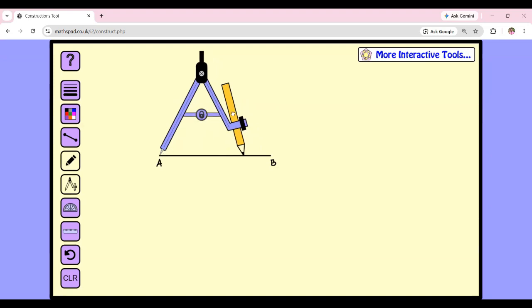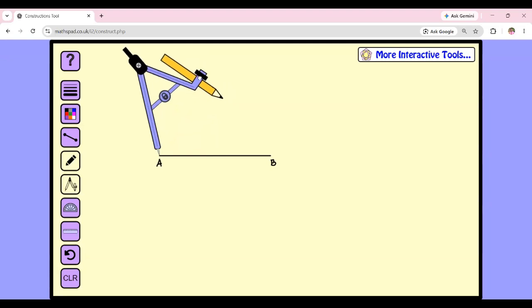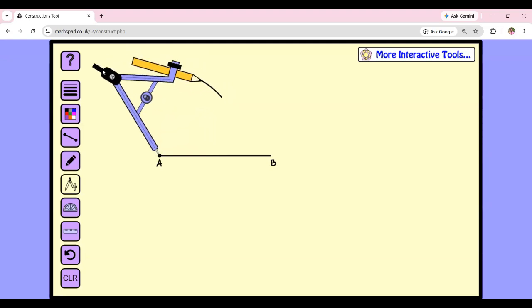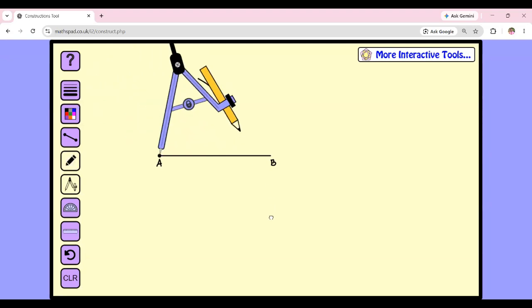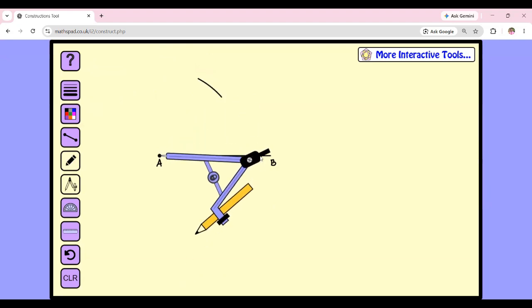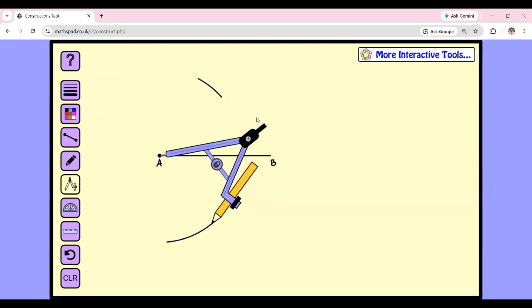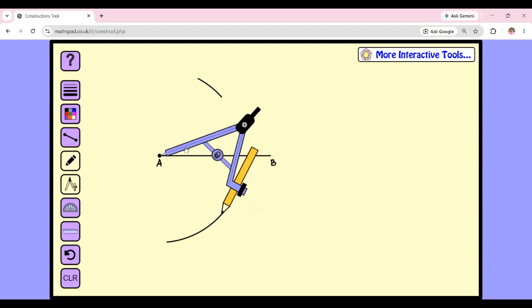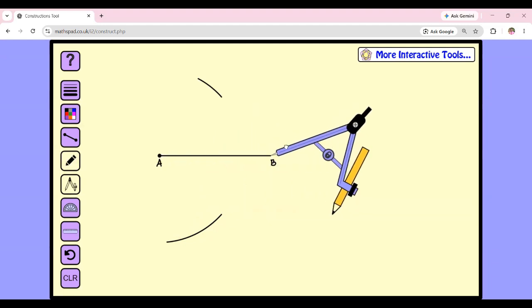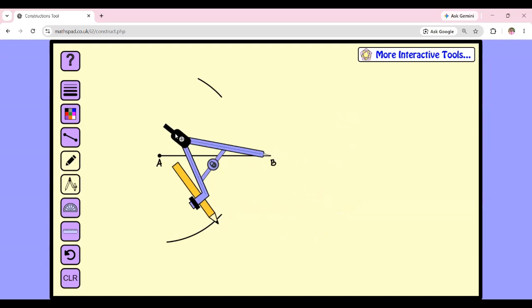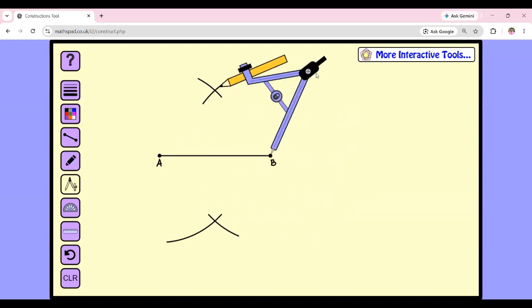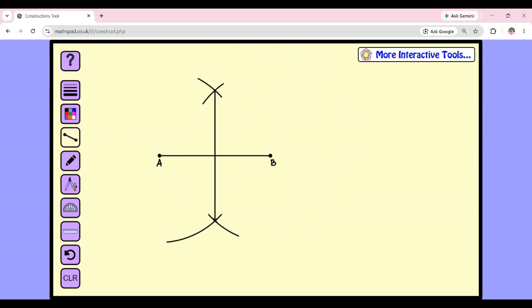Draw an arc up and down. With the same measurement, keep the pointer in B and draw an arc up and down. Where the 2 arcs are intersecting, now we can just join the points. Now this is my perpendicular bisector.